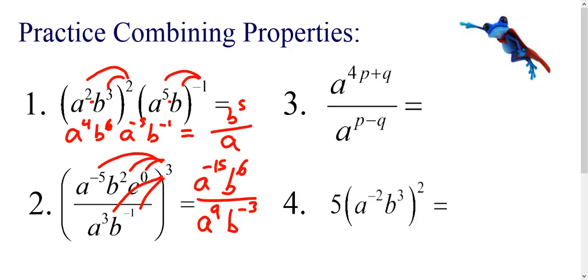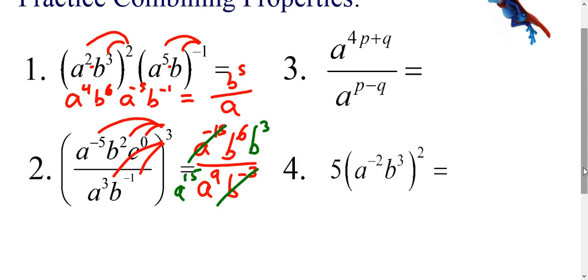So now you combine those. Since we've got negatives, they got to change, hop the line and change the sign. So that negative 15 becomes a to the positive 15 on the bottom. Negative 3, hop the line, change the sign. Positive 3 up top. So you have b to the ninth and a to the 24th.